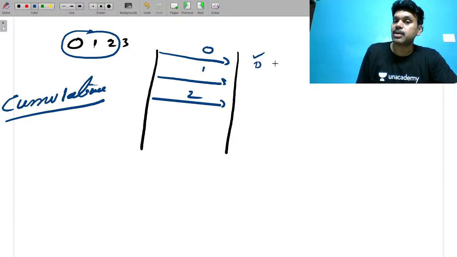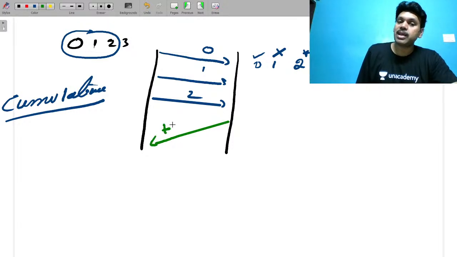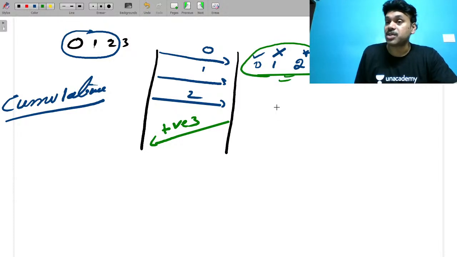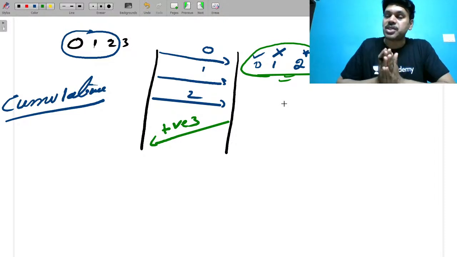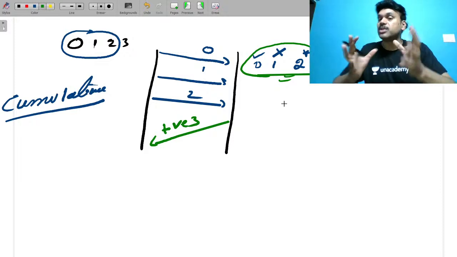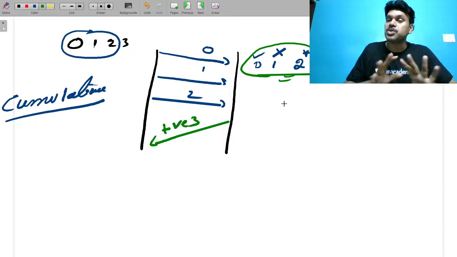0 is a success, 1 is lost, 2 is lost. Now tell me, what acknowledgement number will you give? If you give positive 3, please understand, you are agreeing that all 3 are success. They are not success. So here you cannot use the cumulative acknowledgement system. Cumulative acknowledgement system is only for error-free channels. But for erroneous channels, whenever you know that some errors may occur, so frames are going to be lost, you cannot use cumulative.